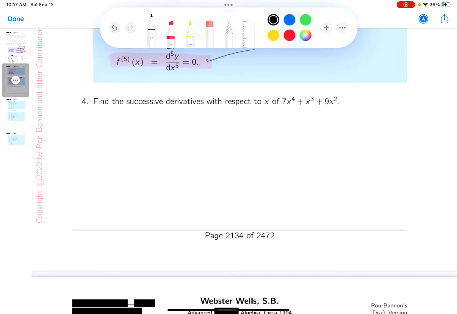Okay, so again, we're given a problem and successive derivatives over here. I'm going to write them down real quick for you. So f of x equals 7x^4, we'll check the key later, plus x cubed, plus 9x squared. And you could do this really quickly, especially if you use this prime notation. That's 28x cubed plus 3x squared plus 18x.